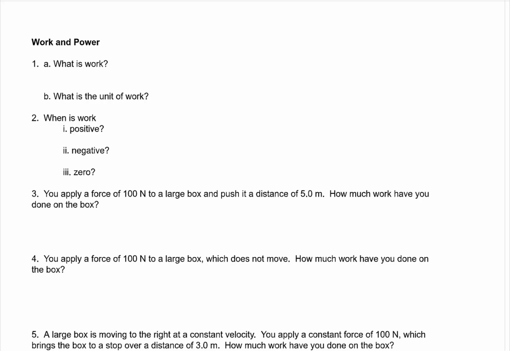Okay, these are our solutions for the work and power worksheet. First question, what is work?